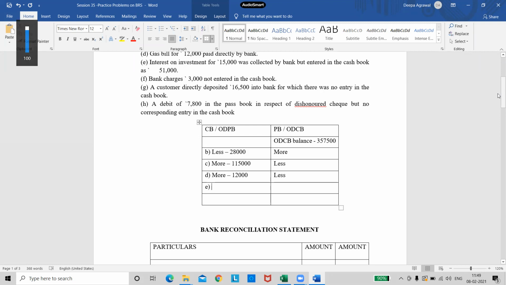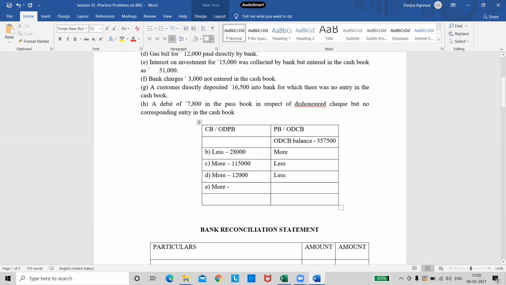Now when we come to the cash book, in the cash book by mistake, instead of entering 15,000, we entered it as 51,000. So how much more did we enter it as? How much more did we enter? 36,000 rupees more we entered. So with that 36,000 rupees more, will the cash book balance be more or less? Cash book more, correct.